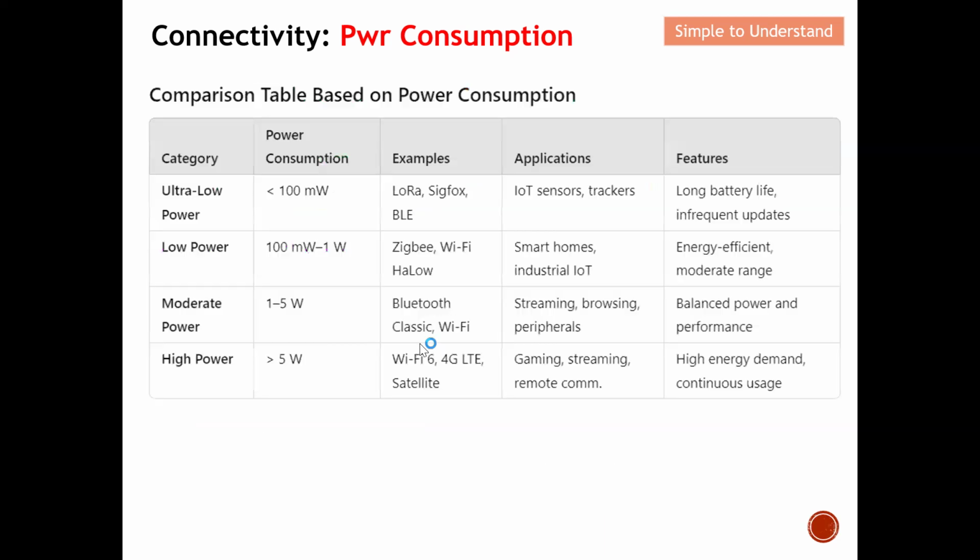Let's come to the quick summary to show it to you. Under this power consumption, we have ultra low, low power, moderate, and also high power. You can see that the power starts to increase.